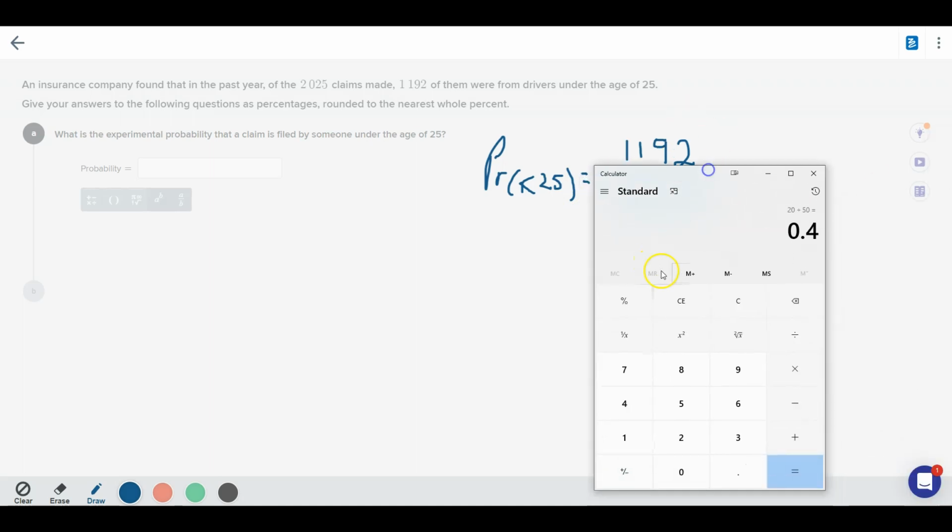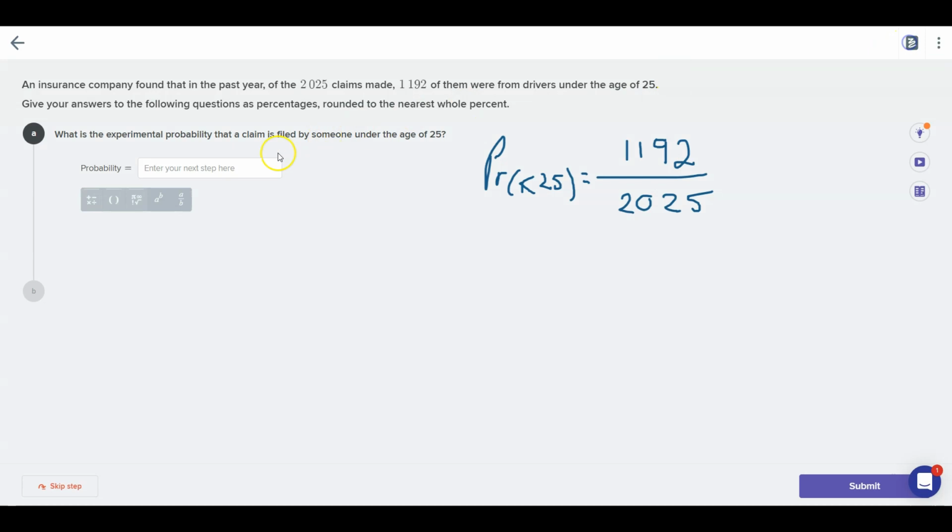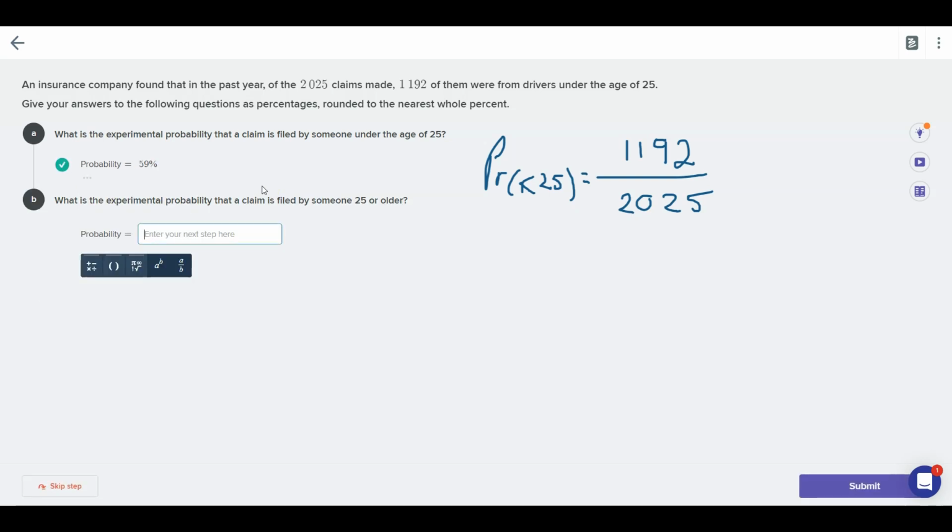Bring back my trusty calculator. 1192 divided by 2025 is going to be 0.58. Multiply that by 100 to show it as a percentage. So you get 58.86, but it wants us to round that to the nearest whole. So like before, 0.8 rounds up, so I end up with 59. Now I'm not going to make the mistake this time. I'm going to remember to put my percentage sign in. So 59%. Press enter. There we go.